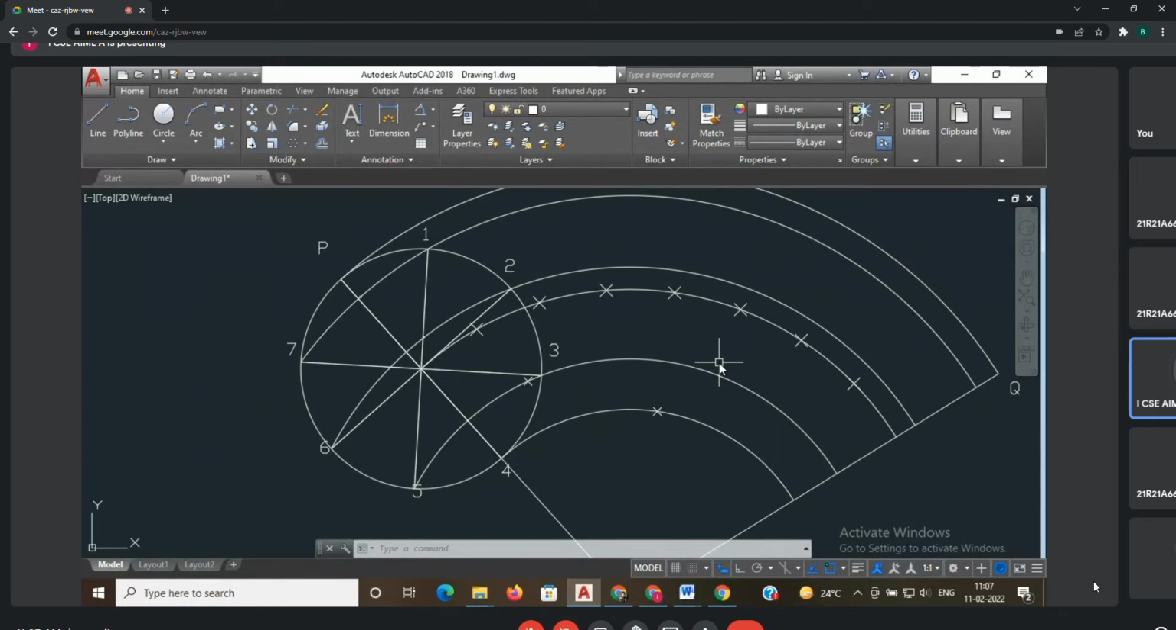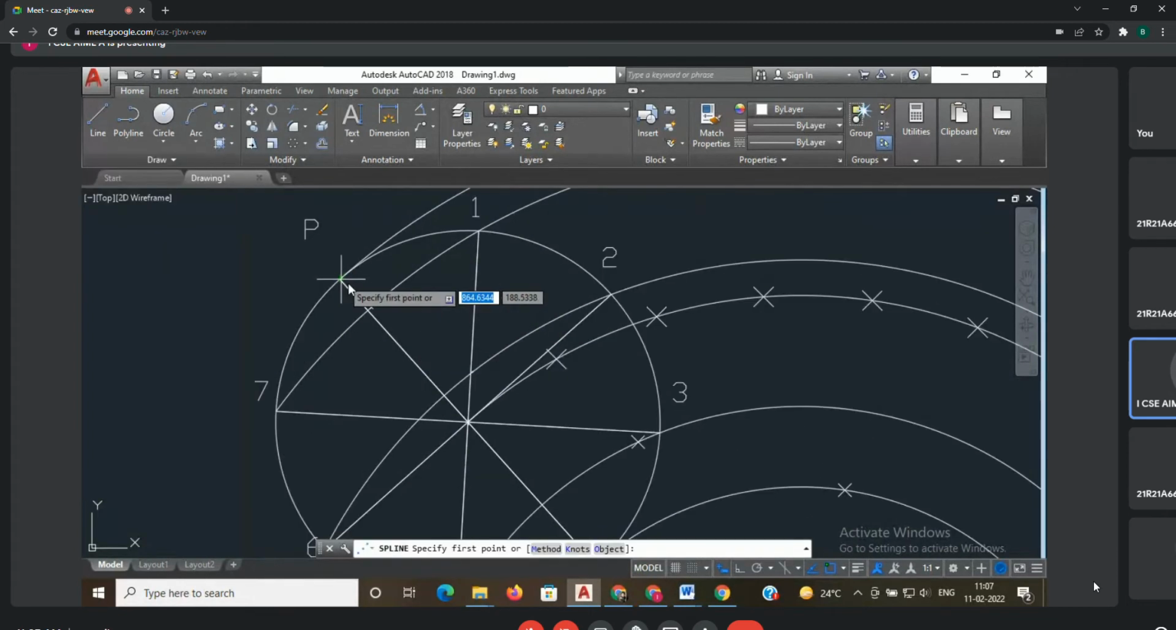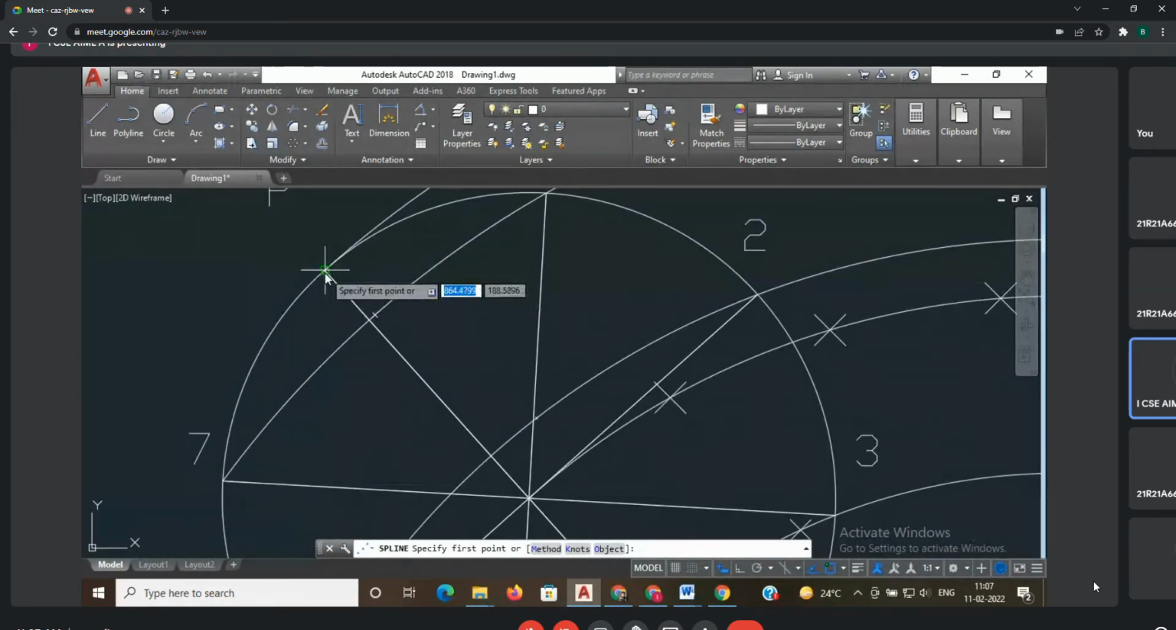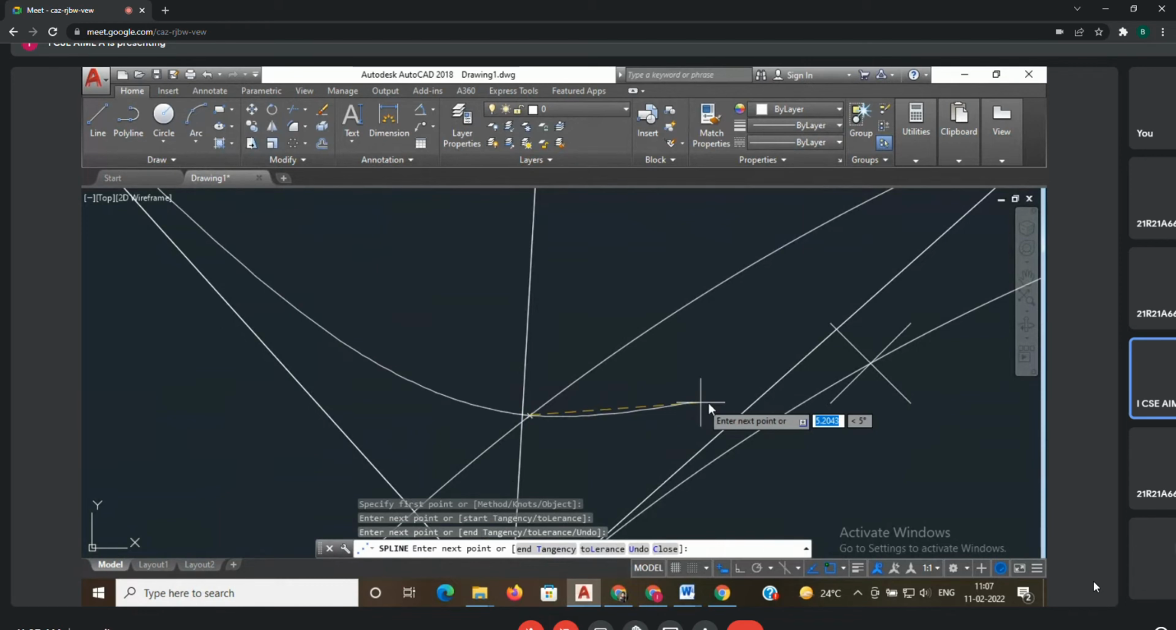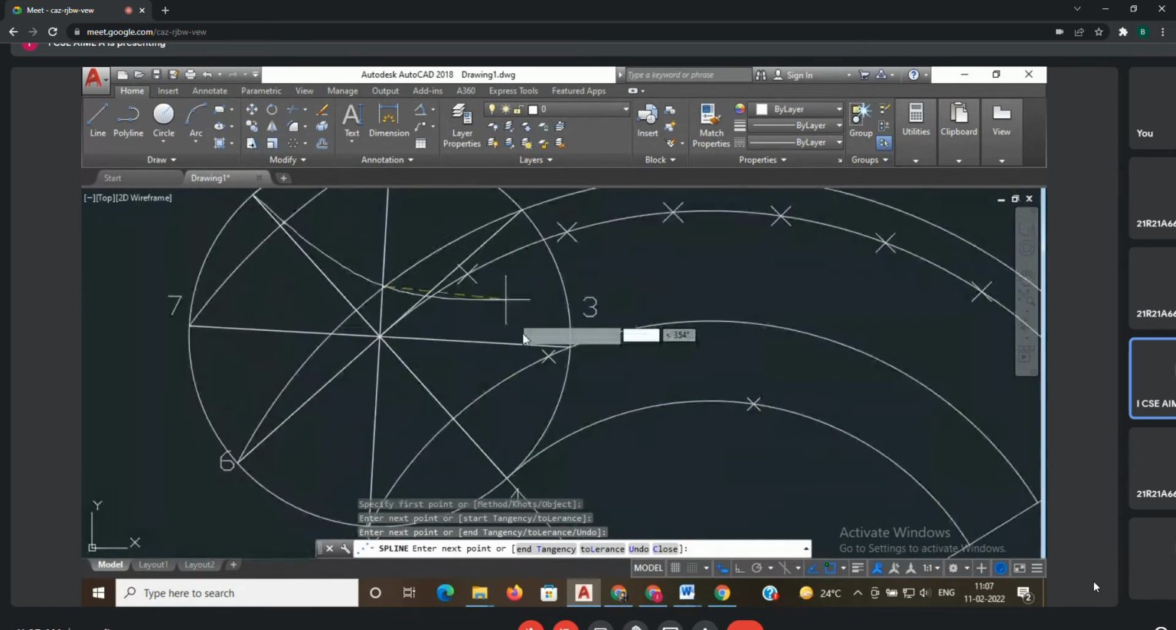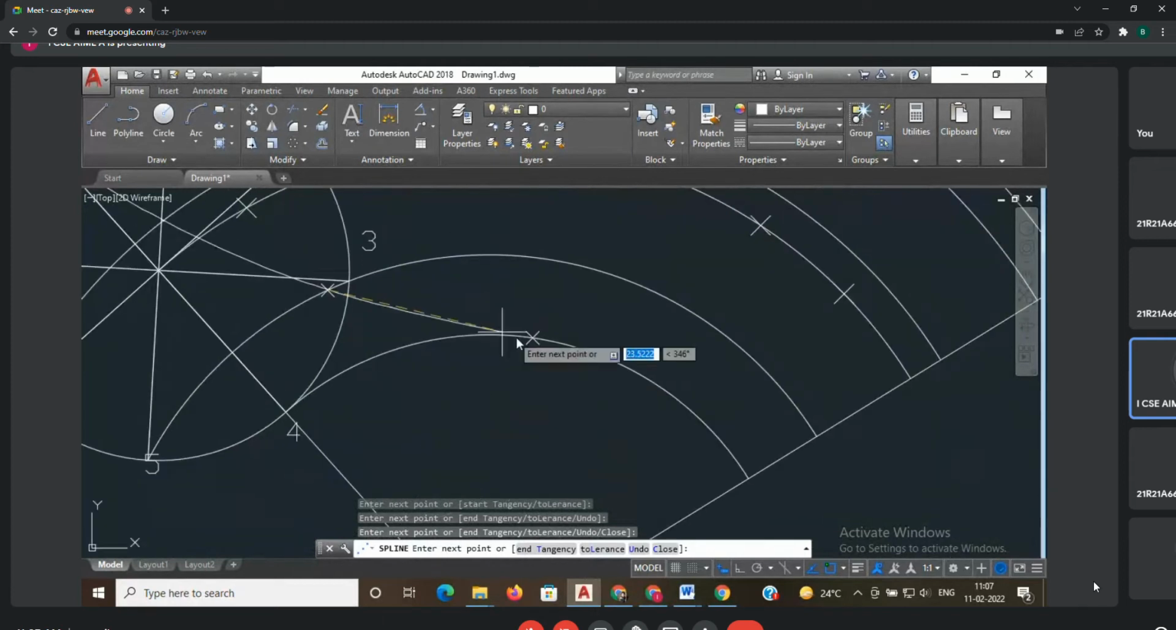Suppose you don't have the time, just draw at least the 3 points, then go for the spline. Use the spline curve. From where do you have to start? From the base. The base point is our P. Now this is your P1. Okay. This is your P2. Now this is your P3. Now this is your P4. Okay. Then close the curve.